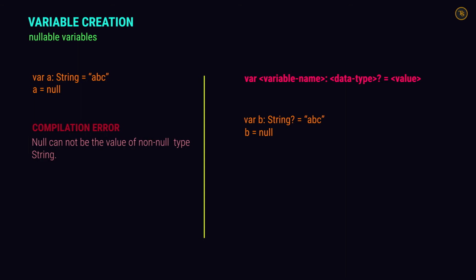Just to summarize, Kotlin distinguishes between variables which can hold null values and those variables that cannot. And this question mark just after the data type tells Kotlin that this variable can hold null. If you don't use a question mark, then that variable won't be able to hold null. And if you try to assign null, then Kotlin will throw a compilation error.